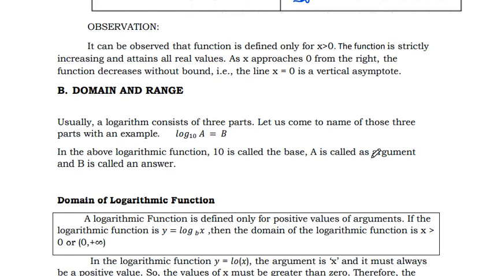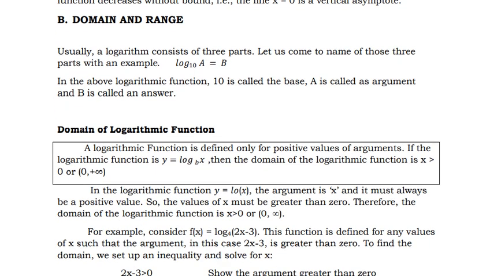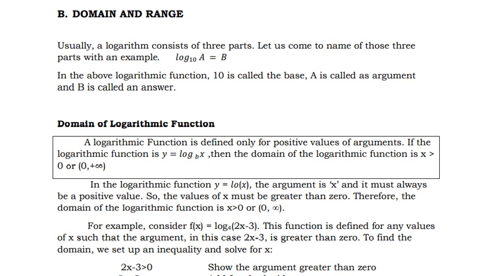Usually, a logarithm consists of 3 parts. We have here log of a base 10 equals b. So our 10 here is our base. Our a here is called the argument and b is called the answer, or we call this the exponent. Usually, the value of the logarithm is the exponent. And this is our argument, or we say this is our power or argument.